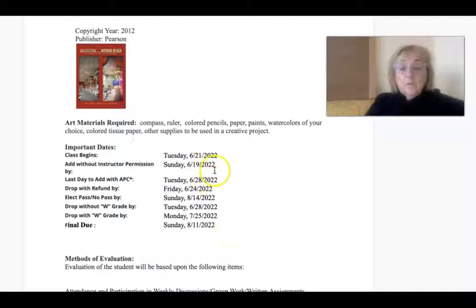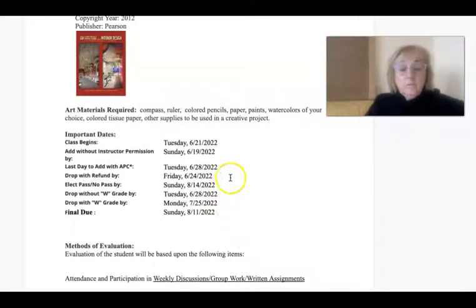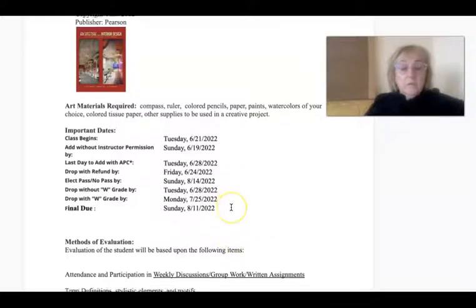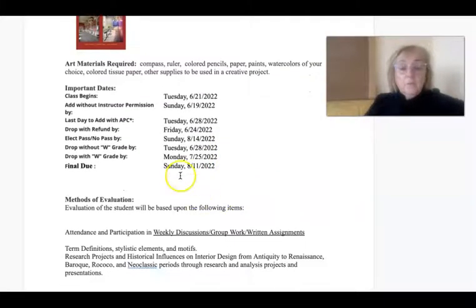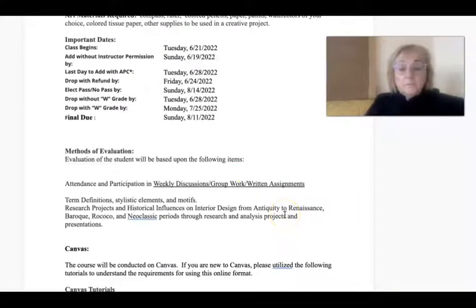The important dates are given to you there. Our class begins on Tuesday, June 21st. The summer session goes very quickly, so please note that you would have to drop within a few days if you don't like the class, particularly to get a refund. And there are other important dates here as far as how to drop with a W, and the deadlines for that. And we will probably finish before August 11th. The final will be before that.